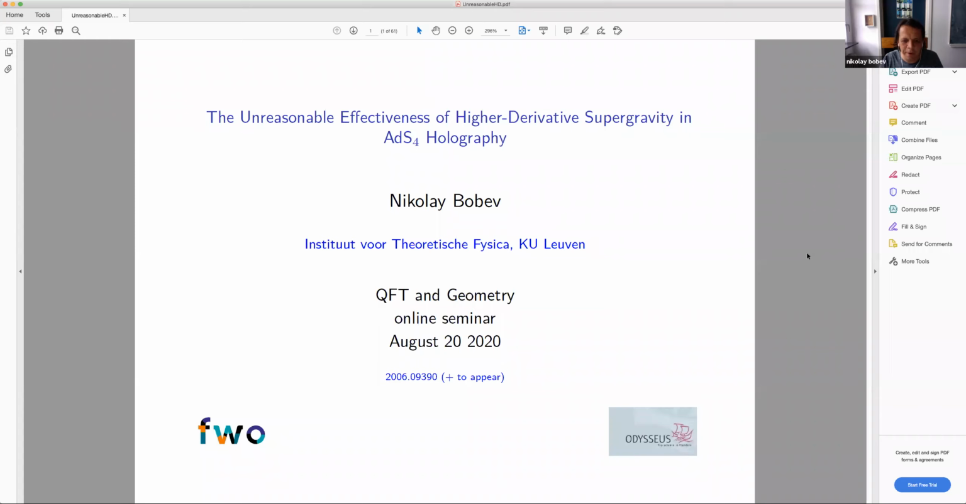So I think I might be the first speaker who's going to talk about holography, probably. I haven't checked in detail, but anyway, one of the few speakers who's going to talk about this. So I'll try to keep it simple for now.